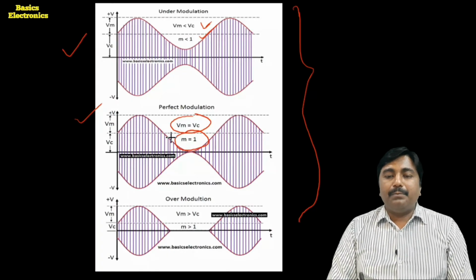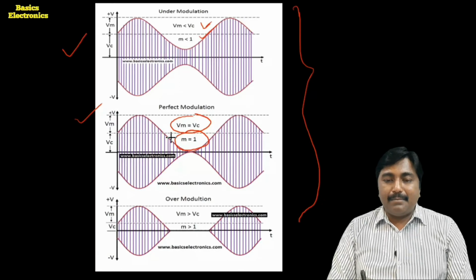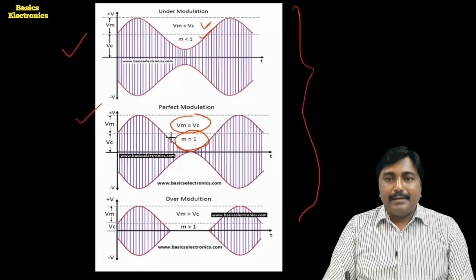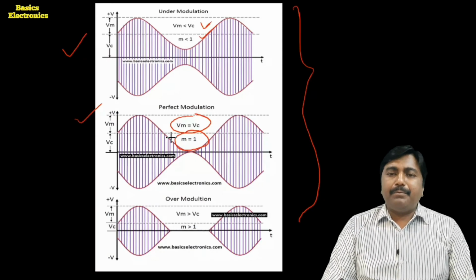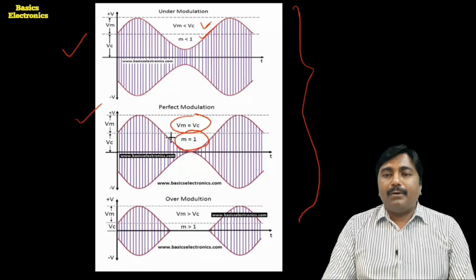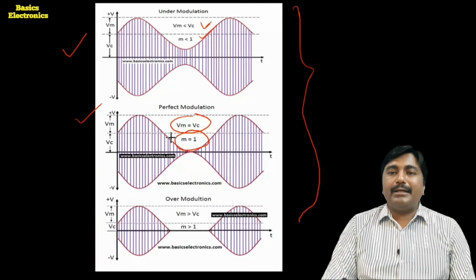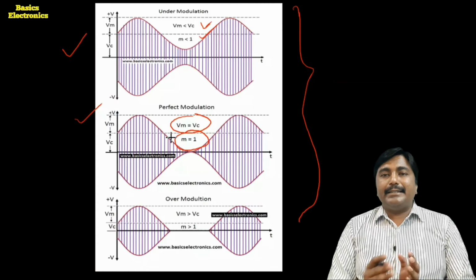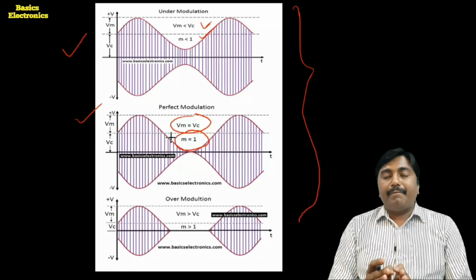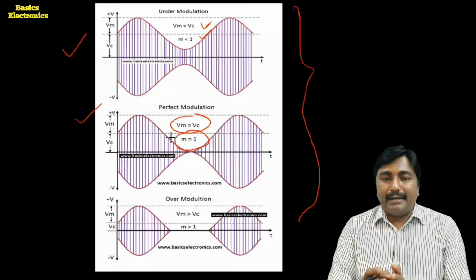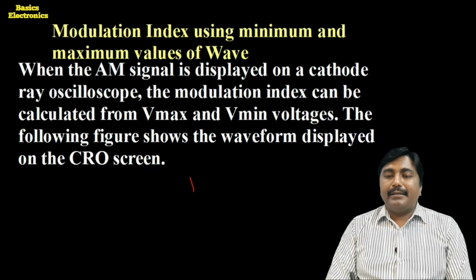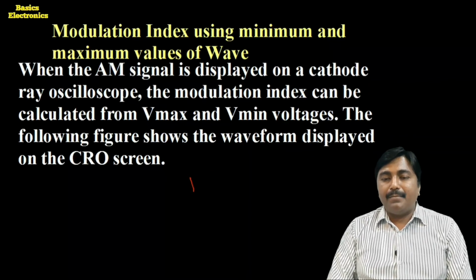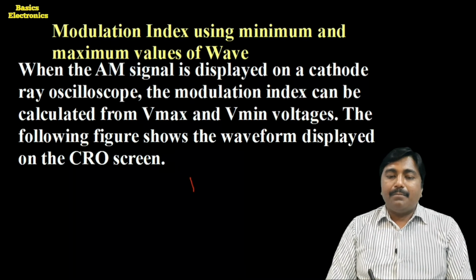Here you have to show Vm is greater than Vc, m is greater than 1. Okay, then here the examples we have to see, but before that we have to see how to find out the modulation index when the signal is displayed on the CRO screen. So here, if we have to find out the modulation index, then what we require is M equals Vm by Vc.